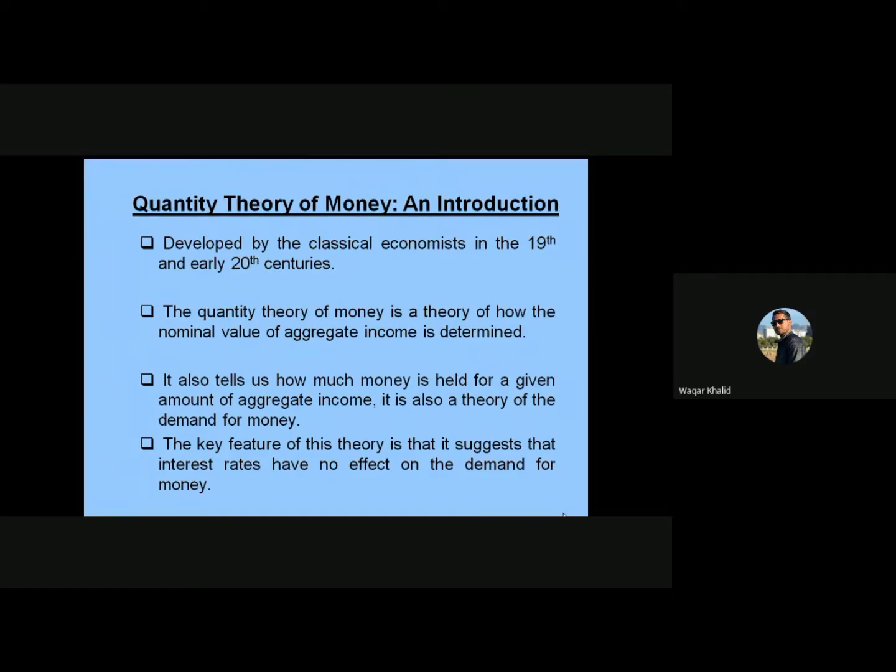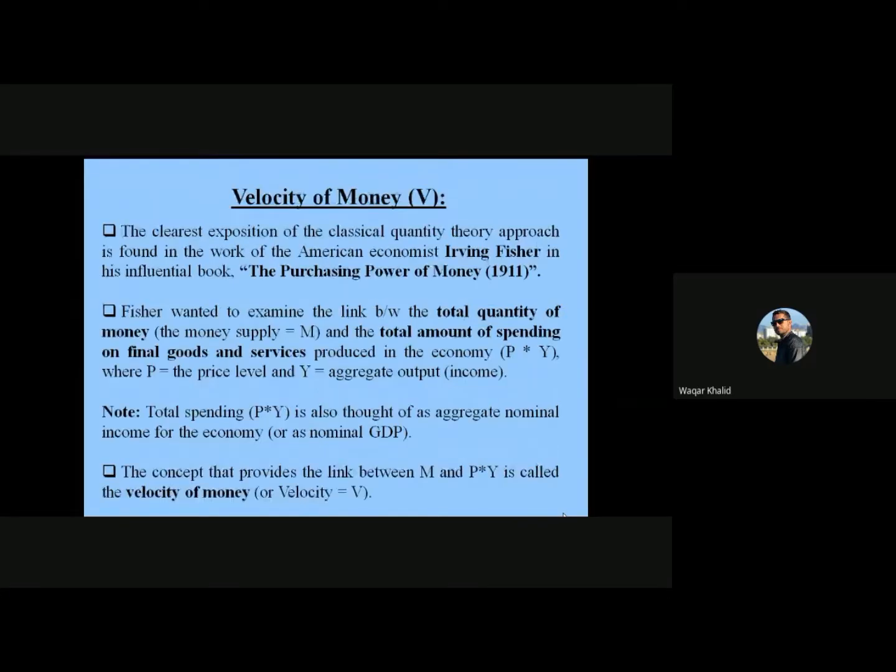The key feature of this theory is that it suggests that interest rates have no effect on the demand for money. It means that the interest rate doesn't play any significant role in the determination of the demand for money. Velocity of money. This is a very important concept in the quantity theory of money.